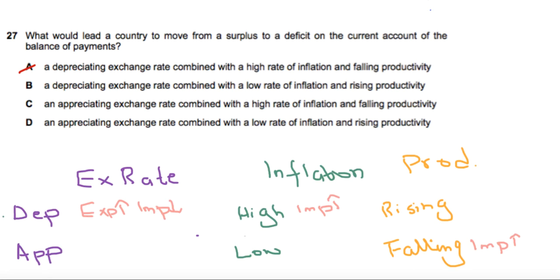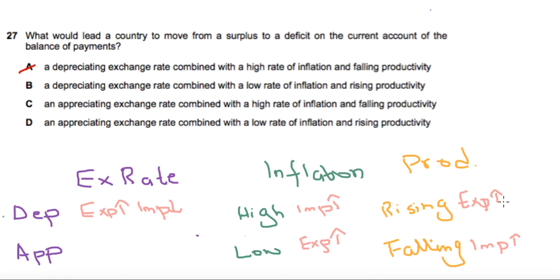Option B: a depreciating exchange rate combined with a low rate of inflation and rising productivity. Here the exchange rate is depreciating, so exports are increasing and imports are falling. When the rate of inflation is low, it will be cheaper for other countries to buy from your country, so exports will increase. Rising productivity would also mean an increase in exports and a fall in imports.